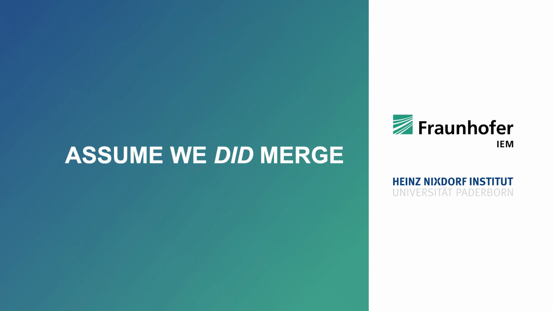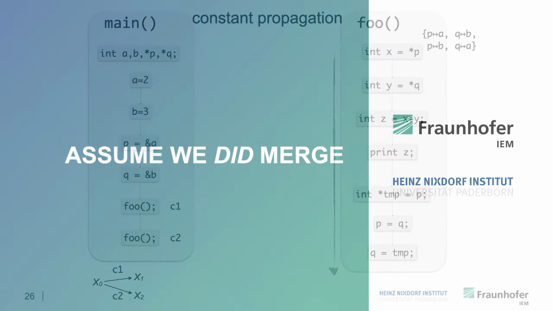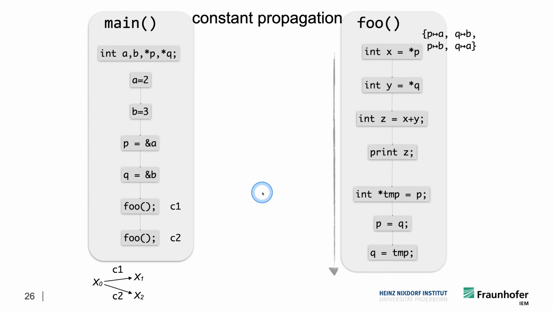So that you believe me, let me show you what would happen if we did merge. So assume that for a minute. If we did merge, then essentially at the beginning of the analysis of foo, we would be getting this analysis information, right? So we would be saying, well, we know that P can point to A or to B, but we don't really know which one.